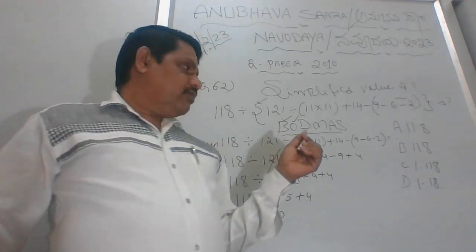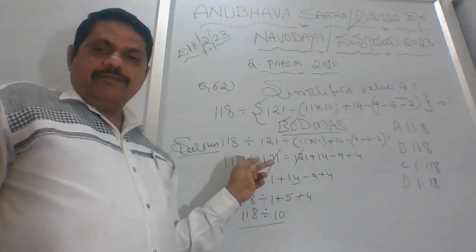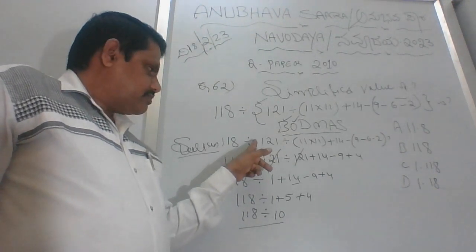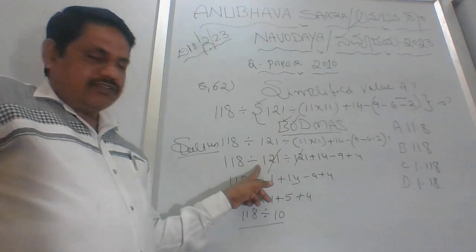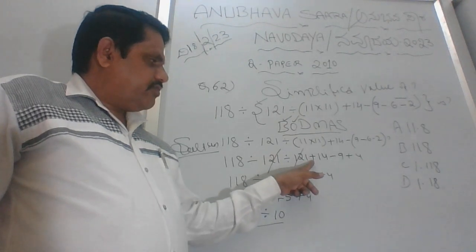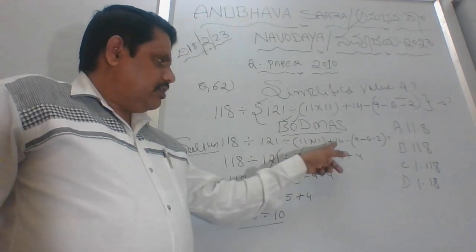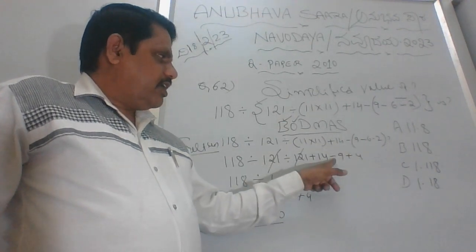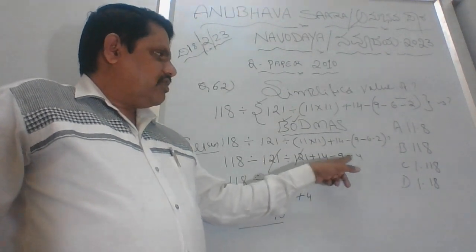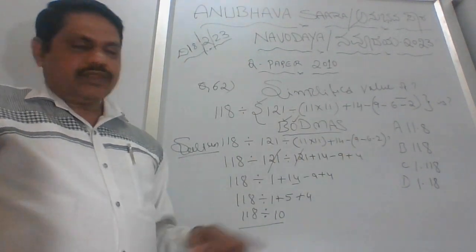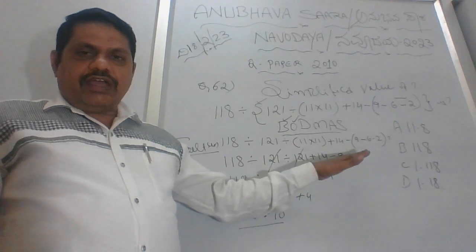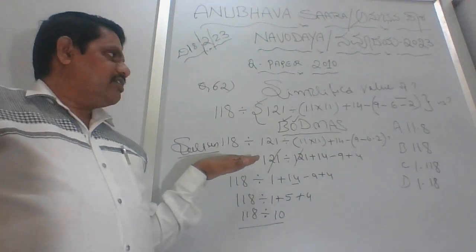Okay, so we were here, and we'll go with the next step. Next step I'll keep 118 the same. The sign is divided by 121 multiplied by 121 plus 14 same, plus into minus is minus 9. Okay, here minus into minus is plus 6 minus 2 is 4. So this is multiplied by plus, then it is 6 minus 2 is 4. So I cleared here the next step.